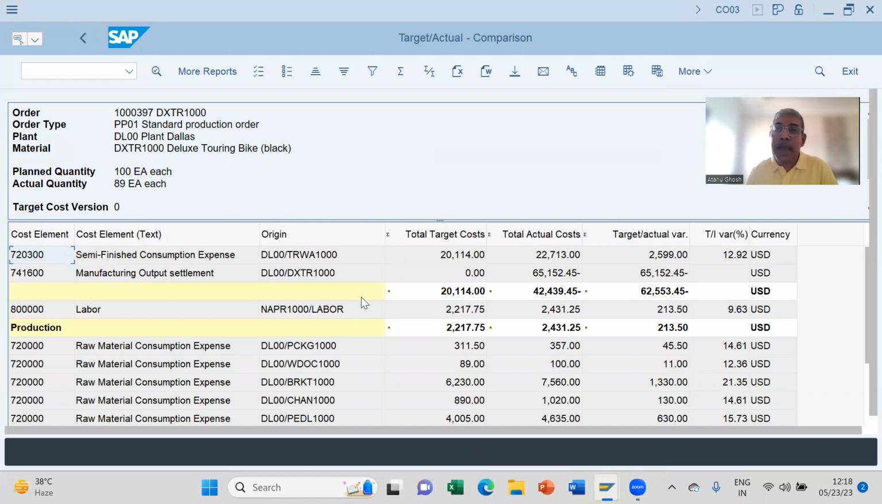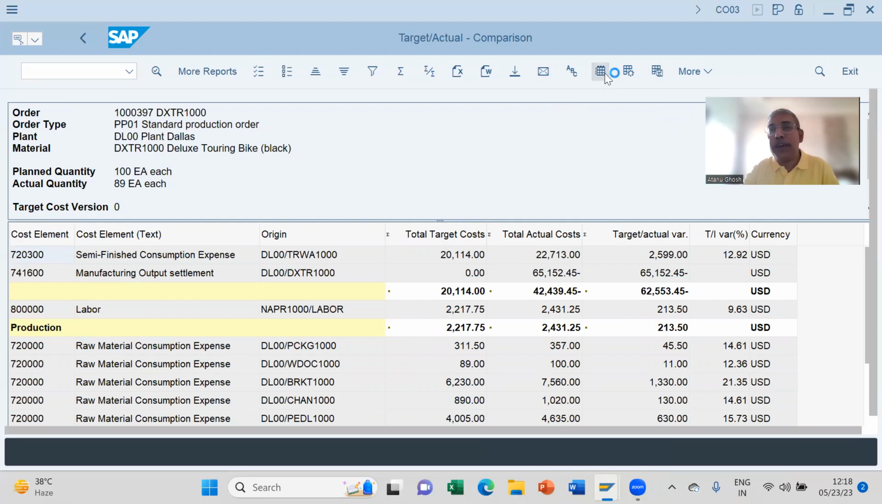Now probably I need a different set of columns. For example, I don't want target cost. Target cost concept is a different thing. Instead I want plan cost, and there may be some other fields that I need. So what you can do? You can customize the fields that you need.